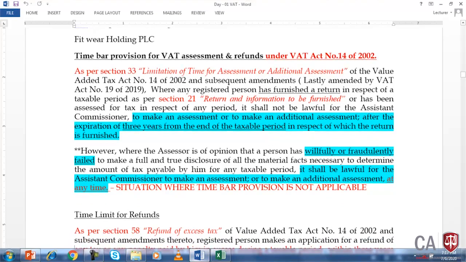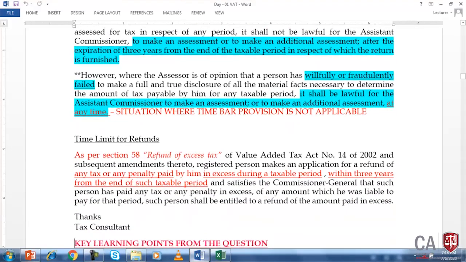Now the second part, if I have time and need to take additional marks, I am right in this situation where the time bar provision is not applicable. This is in the second paragraph of the provision. However, where the assessor is of opinion that a person has willfully or fraudulently failed to make a full and true disclosure of all the material facts necessary to determine the amount of tax payable by him for any taxable period, it shall be lawful for the assistant commissioner to make an assessment or an additional assessment at any time. See, for willful evasion and fraudulent activities, the time bar provision of 3 years from the taxable period is not applicable. If you did not file the return on or before the due date, the time bar provision is not applicable.